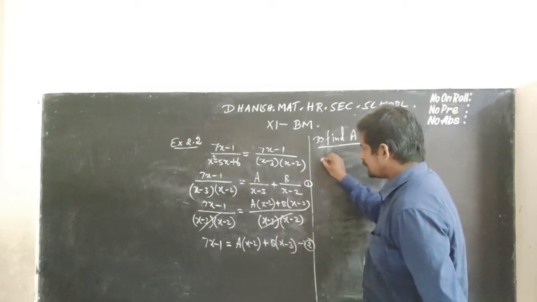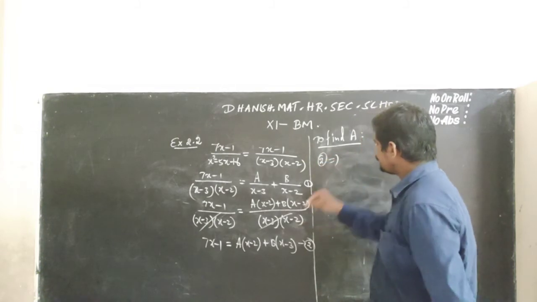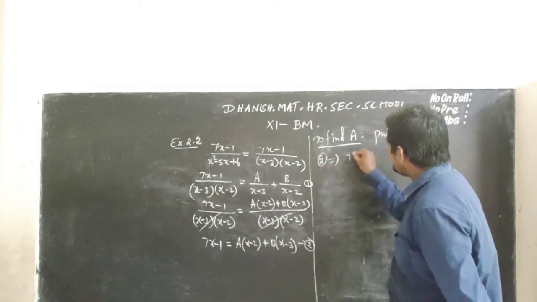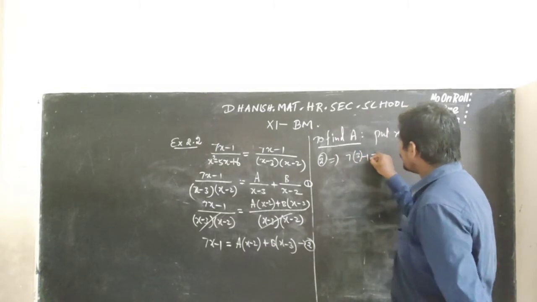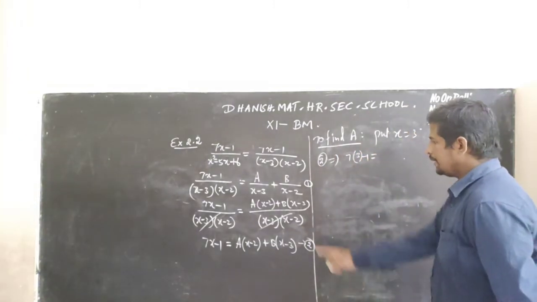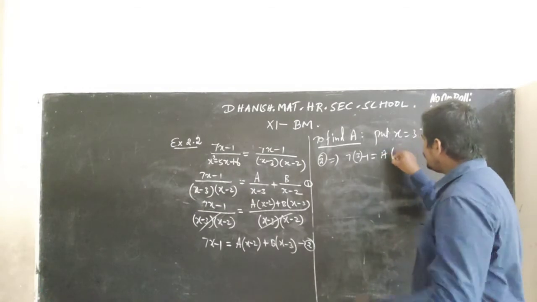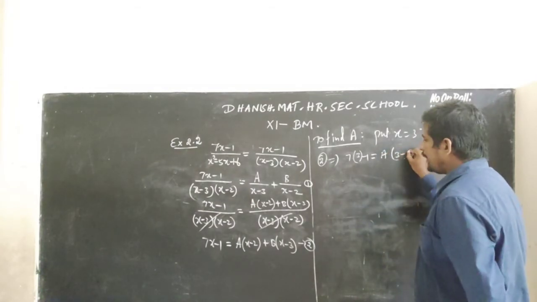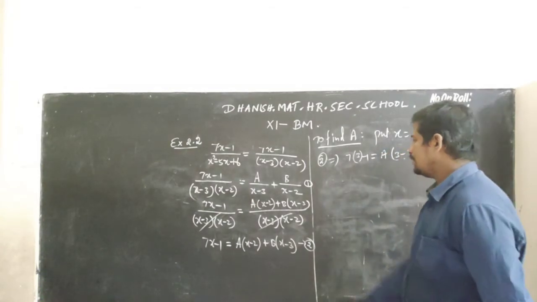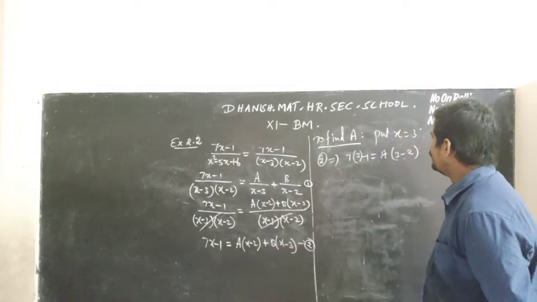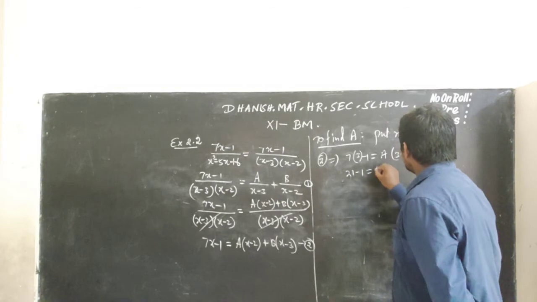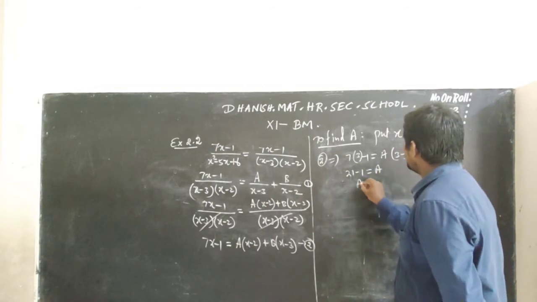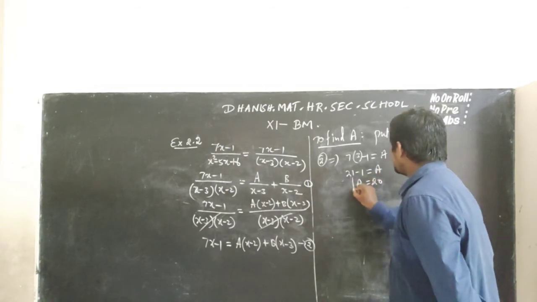Equation 2 becomes 7 into, instead of x I am going to put 3. 3 minus 1 equal to a into 3 minus 2. This term will get 0. 21 minus 1 equal to a. So a equal to 20.